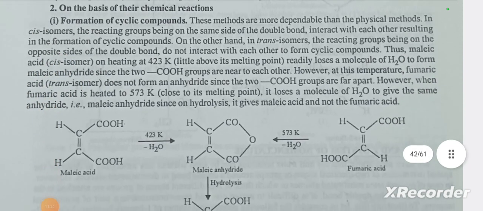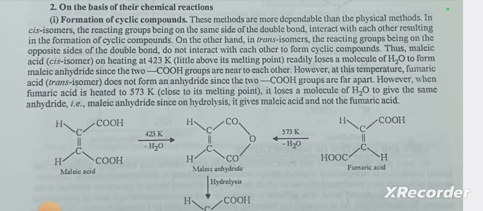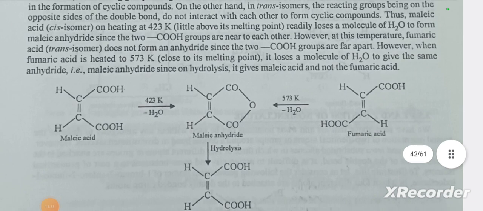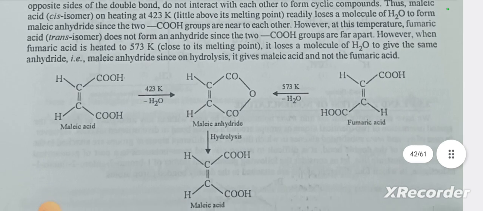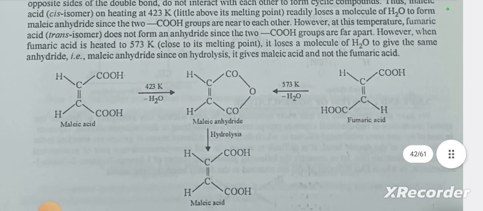On the basis of their chemical reactions, formation of cyclic compounds. These methods are more dependable than the physical methods. In cis isomers, the reacting groups being on the same side of the double bond interact with each other, resulting in the formation of cyclic compounds. On the other hand, in trans isomers, the reacting groups being on the opposite side of the double bond do not interact with each other to form cyclic compounds.